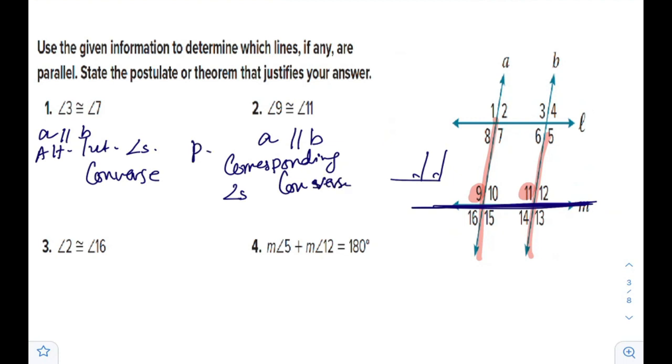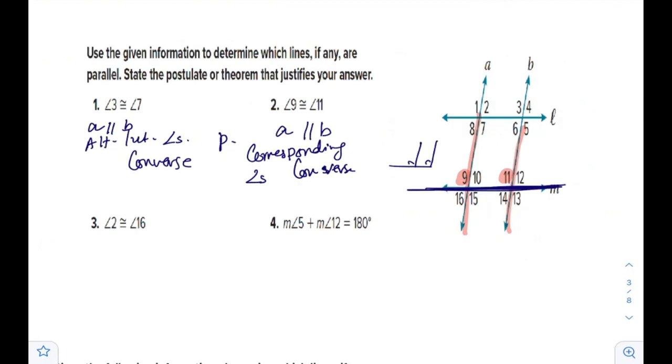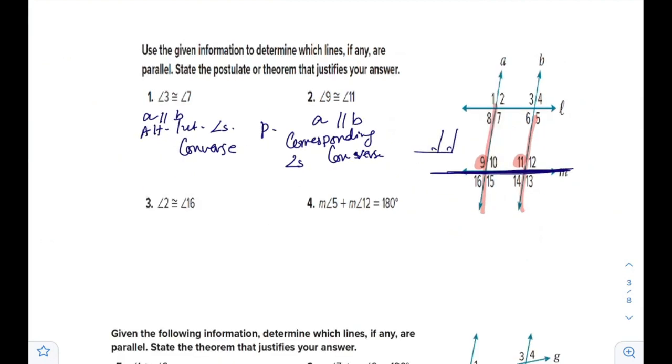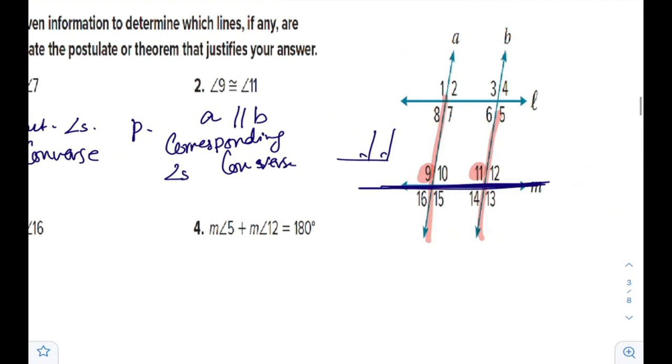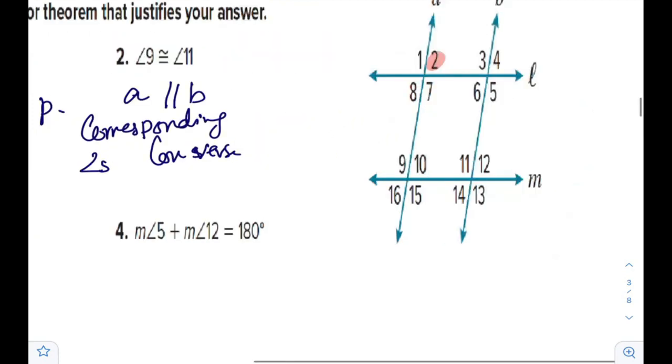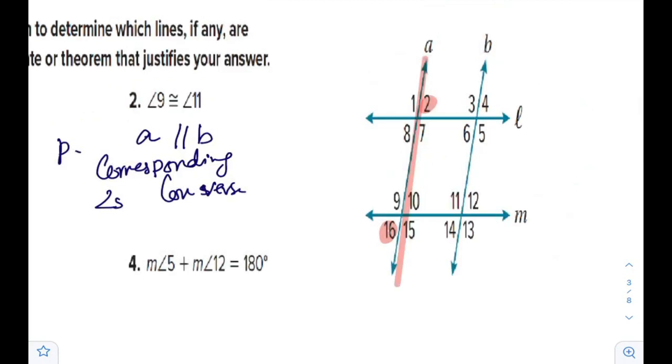So, postulate of converse angle. You can refer to the postulate. Angle 2 and angle 16. Let's go back. Angle 2 is congruent to angle 16. Again, this is the transversal. Transversal A is cutting line L and line M. So it might be line L parallel to M if they were in the proper position.